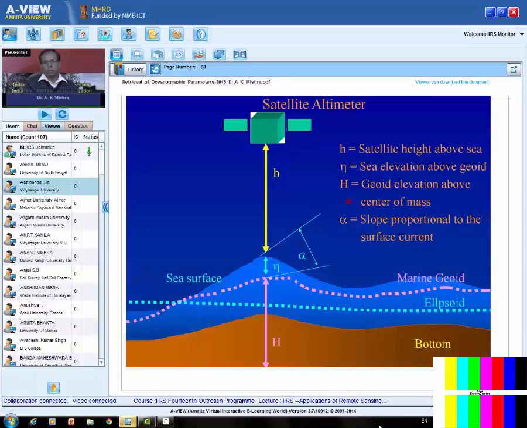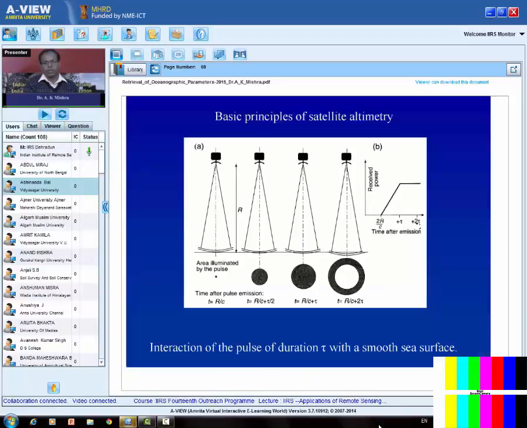So if you get the zeta, you can find out the slope current. So you can find out the geostrophic current from this information, because water will flow from higher pressure to lower pressure area, and due to Coriolis force they will deflect towards the right in the northern hemisphere. This is the geostrophic current you can get from the satellite altimeter data.